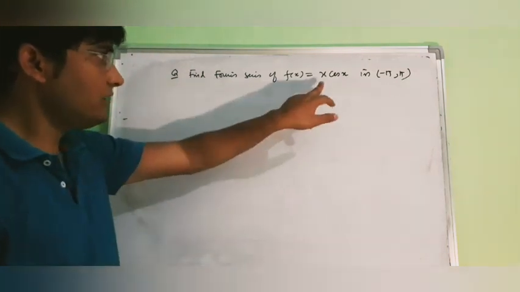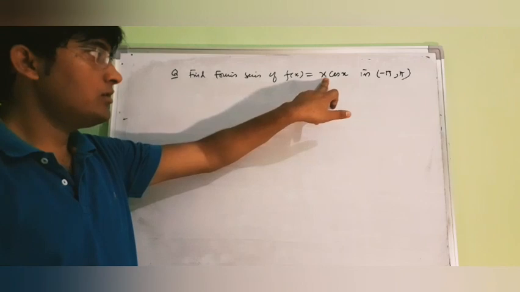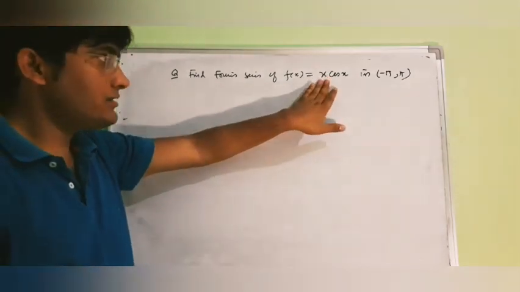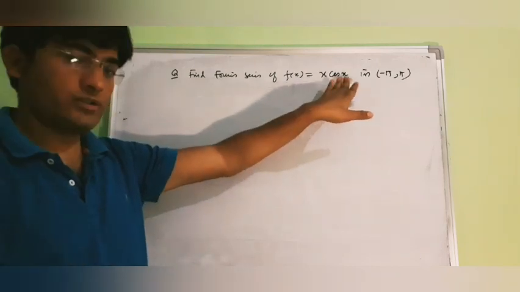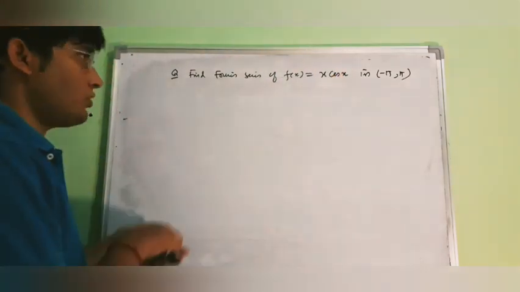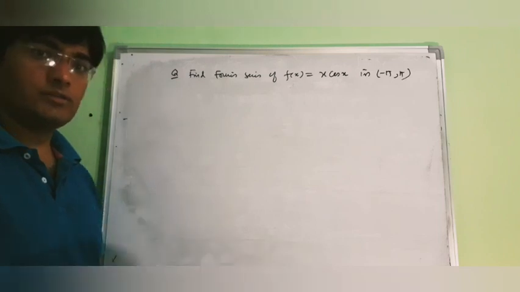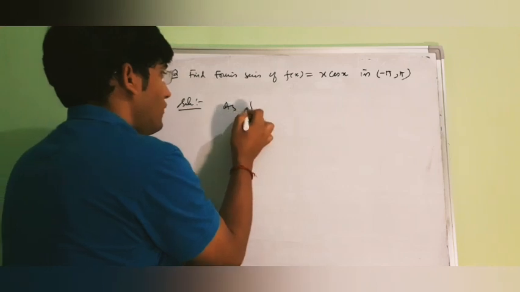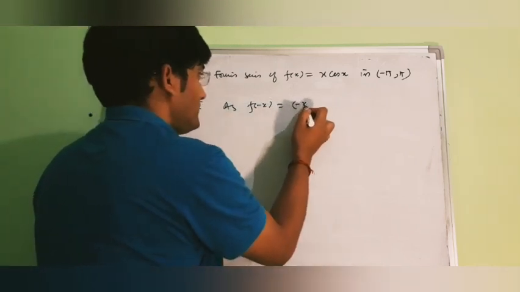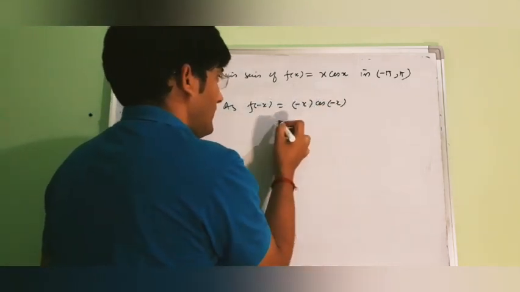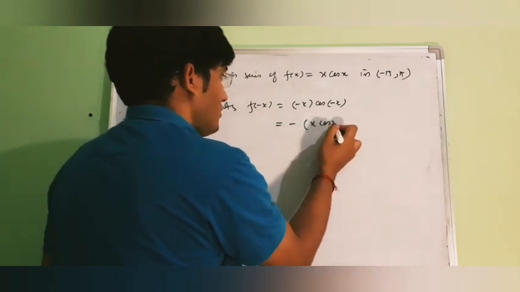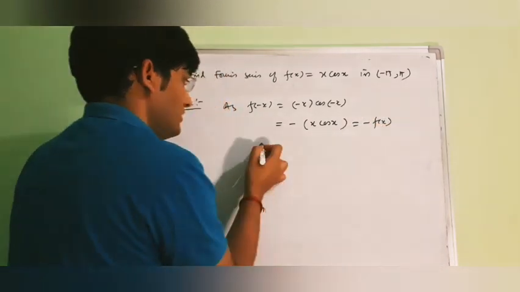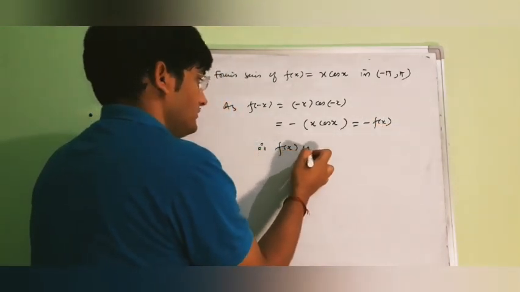Now here you can see that x is odd, cos x is even, so their product will be odd. So in case f(x) equal to x cos x, our function is odd. So we will find the half range sine series. Now as f of minus x is equal to minus x cos of minus x, and this will be minus x cos x, because cos minus theta is plus cos theta. So we have minus f(x). Therefore f(x) is odd.